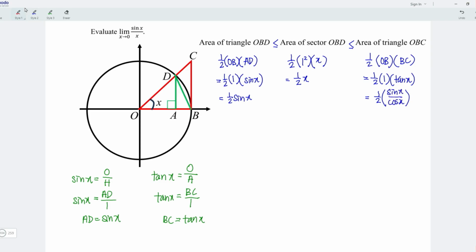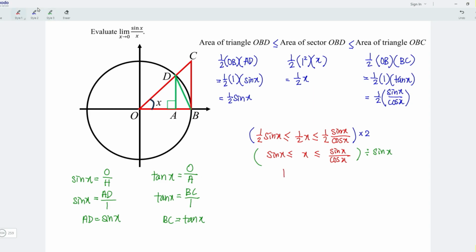With all this information that we obtained, we can now evaluate the limit. We should have 1/2 sin x is less than or equal to 1/2 x is less than or equal to 1/2 sin x divided by cos x. Let's multiply the entire inequality by 2, and we should have sin x is less than or equal to x is less than or equal to sin x over cos x. Next, I'm going to divide the entire inequality by sin x, and we should have 1 is less than or equal to x divided by sin x is less than or equal to 1 over cos x.